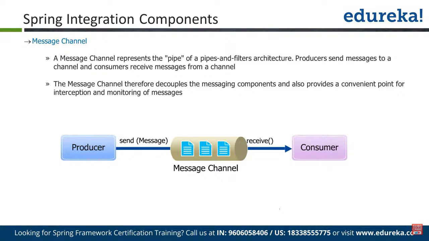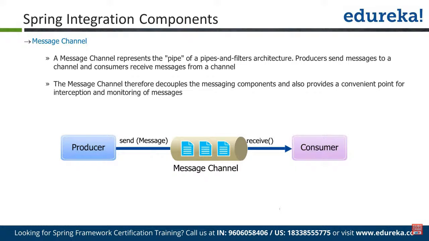Then we have the message channel, another component. The message channel is the thing in which your message flows from one end to another end. A message channel generally represents a pipe or a pipe of pipes, which has the pipes and filters architecture. Multiple pipes with filters. Filters is again the same concept which we have seen in security, which you use to implement some kind of business logic. If you want to filter certain information in between the channels, we can use filters.